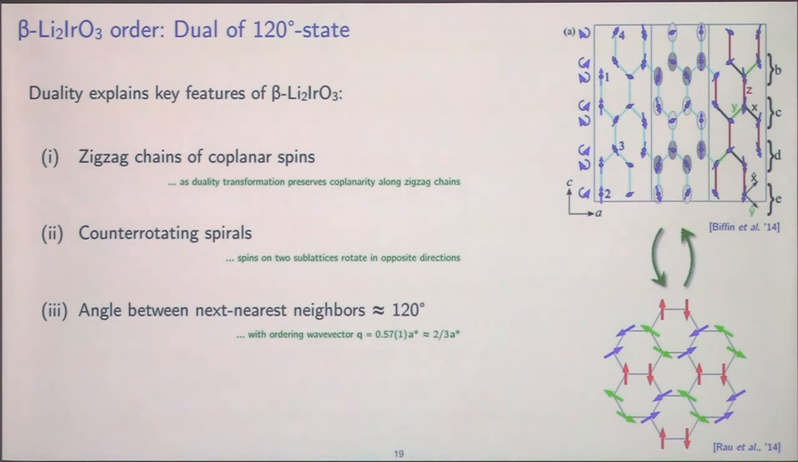And with this duality, we can explain, in fact, several characteristic features of this beta lithium-iridate: that the zigzag chains have coplanar spins; in fact, that they are counter-rotating is also a feature of this 120-degree state. Even that experimentally, the angle between next nearest neighbor spins is close to 120 degrees. That is also something that is observed experimentally, more or less.